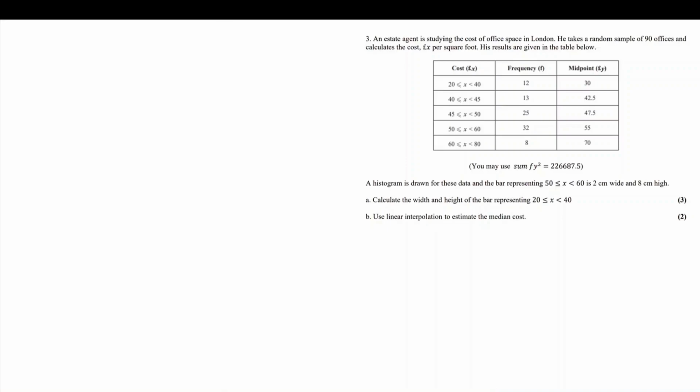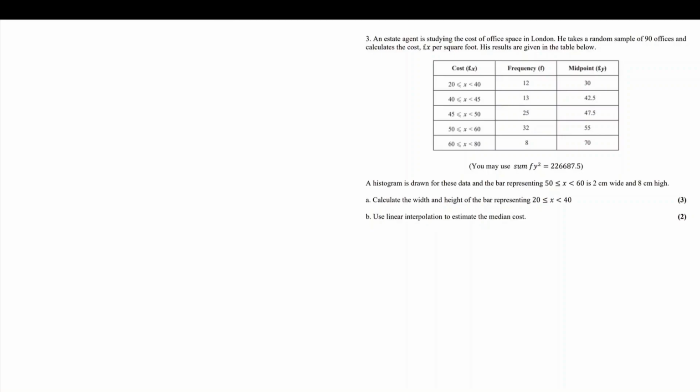In this question, we've been told that an estate agent is studying the cost of office space in London. He takes a random sample of 90 offices and calculates the cost, which is going to be X pounds per square foot. His results are given in the table below. We've been told that a histogram is drawn for these data, and the bar representing 50 to 60 is 2 centimeters wide, 8 centimeters high. We've been asked to calculate the width and the height of the bar representing 20 to 40.